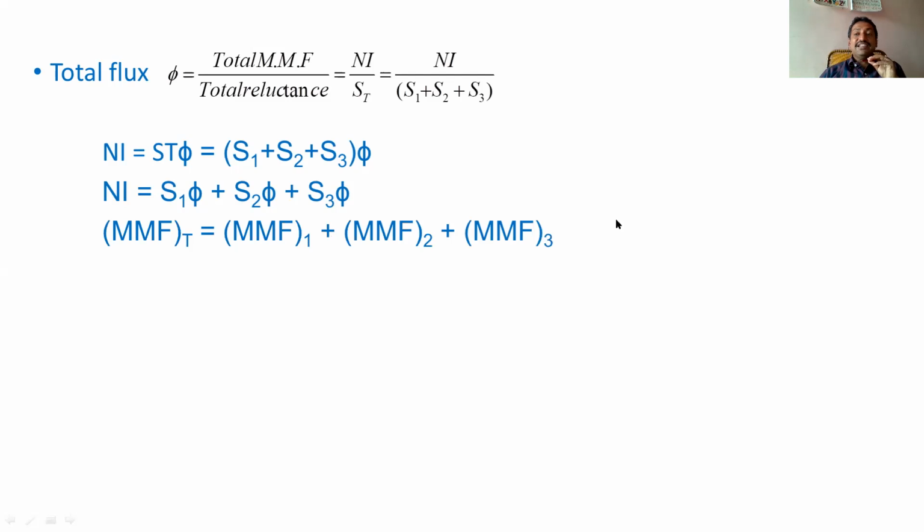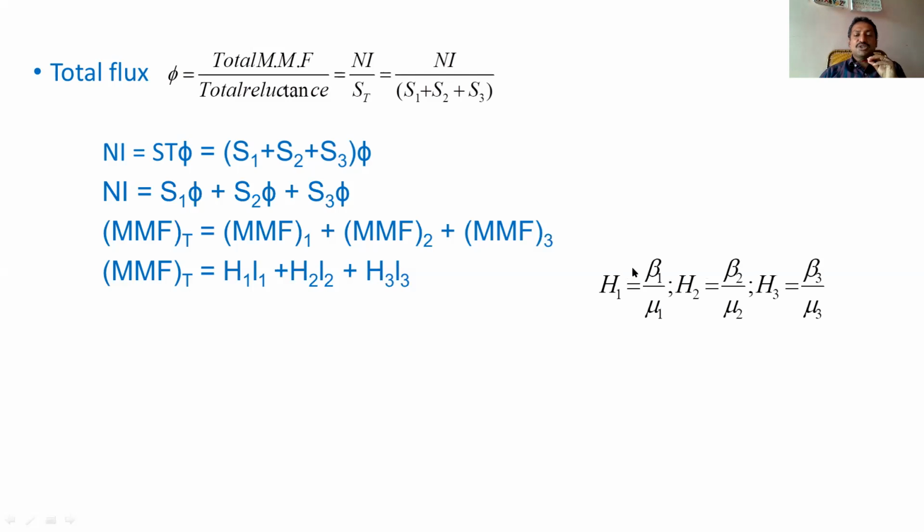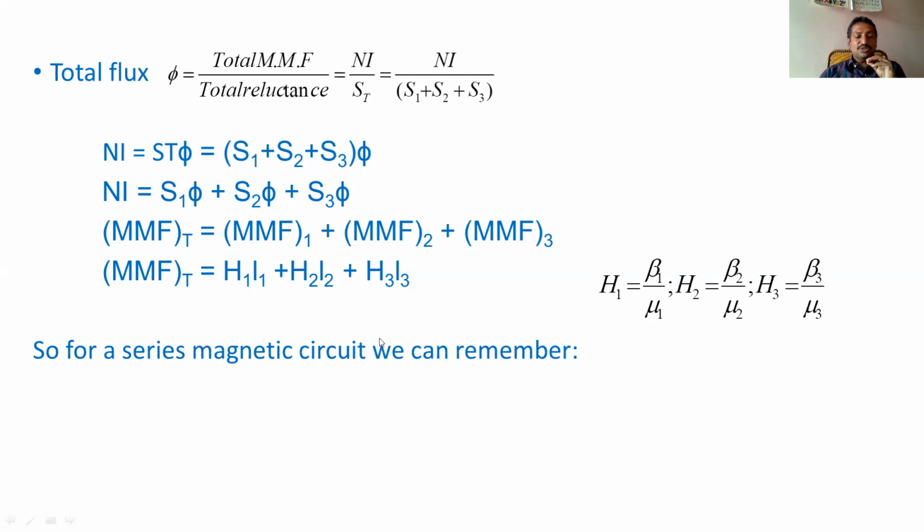So like KVL, here also, Kirchhoff's magnetic law. So the MMF is equal to H1 into L1, H2 into L2, H3 into L3. Again, H is equal to B by mu. B is nothing but flux density, beta, and mu is permeability. So H1 is equal to B1 by mu1, H2 is B2 by mu2, H3 is B3 by mu3. These MMFs will be distributed. So we will go through those points.